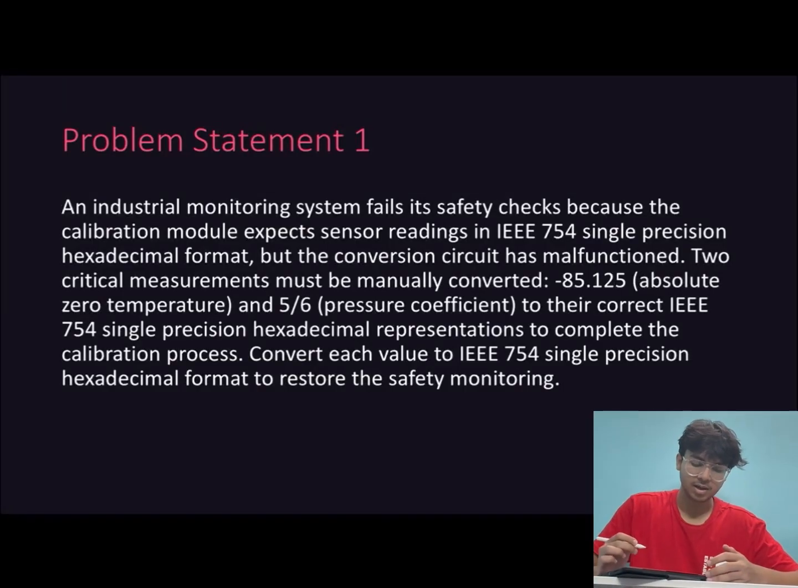Problem statement 1. An industrial monitoring system fails its safety checks because the calibration module expects sensor readings in IEEE 754 single precision hexadecimal format, but the conversion circuit has malfunctioned. Two critical measurements must be manually converted: minus 85.125 (absolute zero temperature) and 5/6 (pressure coefficient) to the correct IEEE 754 single precision hexadecimal representation. To complete the calibration process, convert each value to IEEE 754 single precision hexadecimal format to restore the safety monitoring.